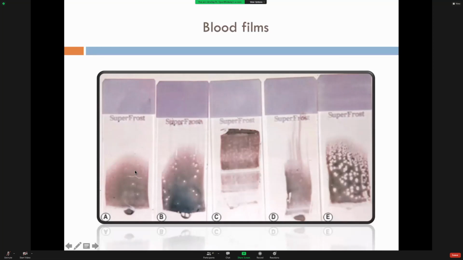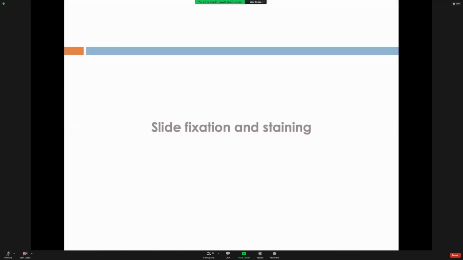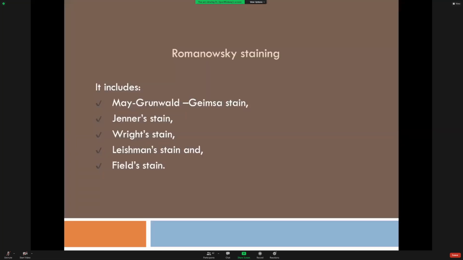The different shapes. So very important when you make smears, especially the pathologists, that they do it with a proper technique. Slide fixation and staining. This is a different staining to be used during the peripheral blood smear.